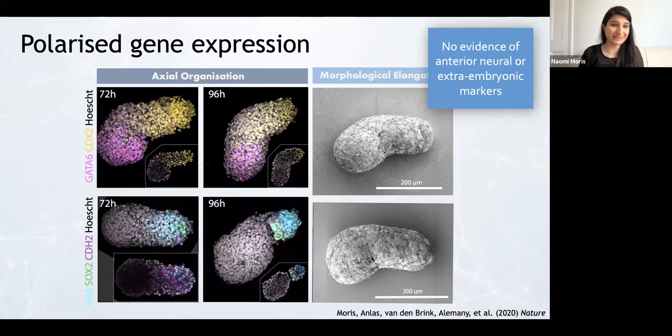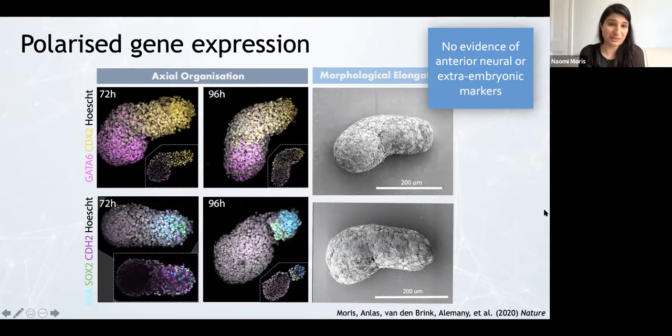So what we're not making, and I had to be very careful with the press here, is little mini embryos in a dish. This is a model system that is an abstract representation of part of an embryo, and it would never have any viability. It couldn't implant into the mother because it doesn't have extra embryonic tissues, and it hasn't got any anterior neural structures.